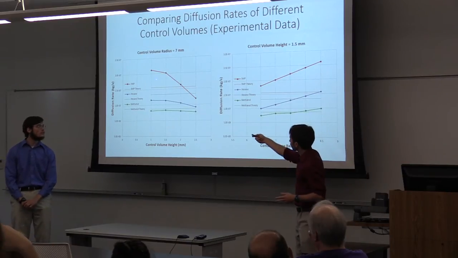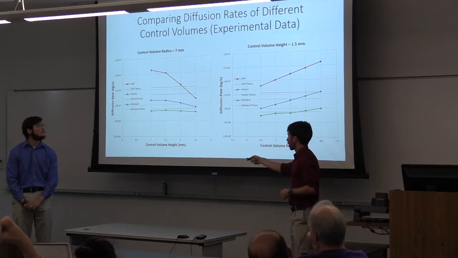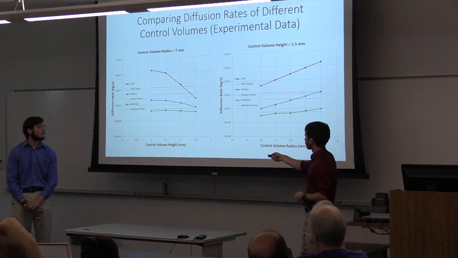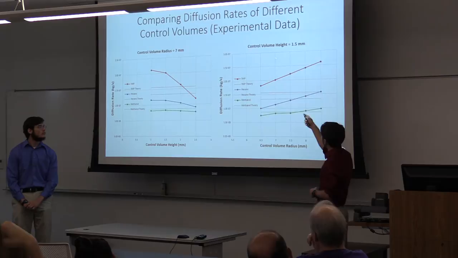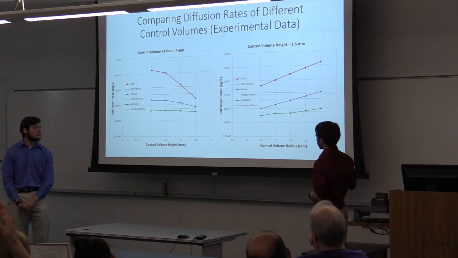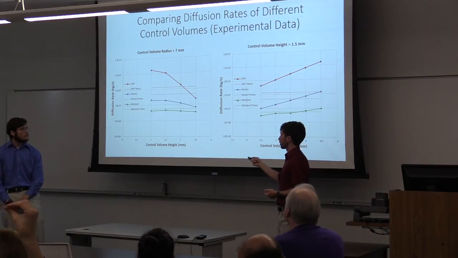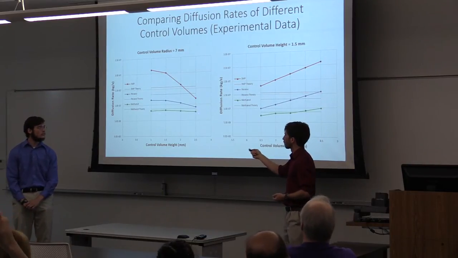In this plot over here, we've got the control volume's radius set at 7 millimeters. We're increasing the height from left to right. Over here, we've got a height of a control volume set at 1.5 millimeters, and we're increasing the radius. So let's see how diffusion rate changes over these changes in size. Let's look at methanol, which is in green here.